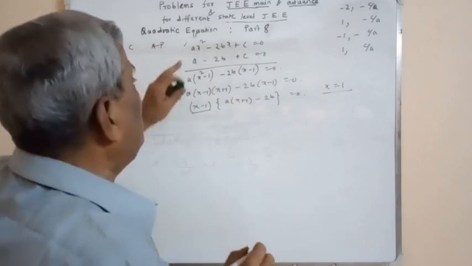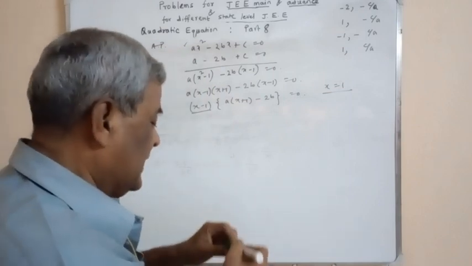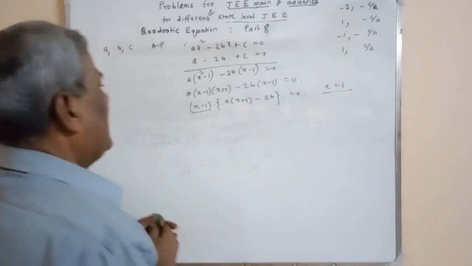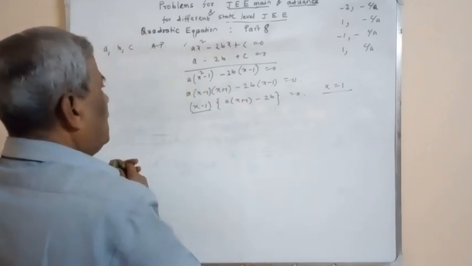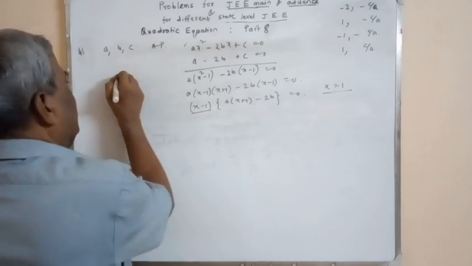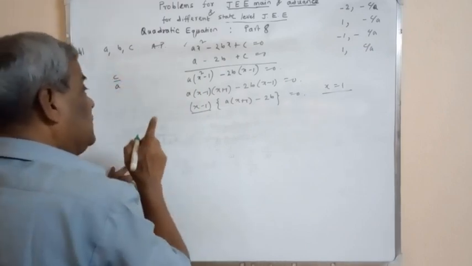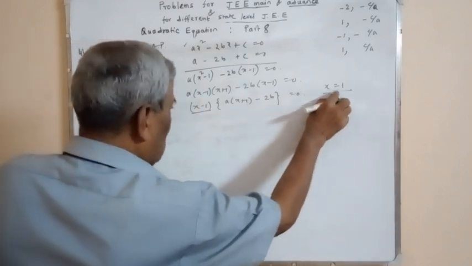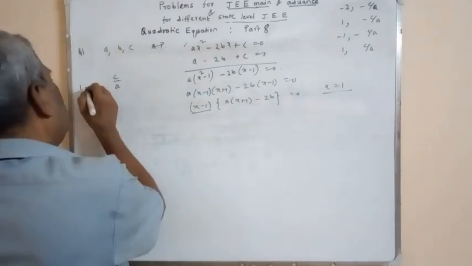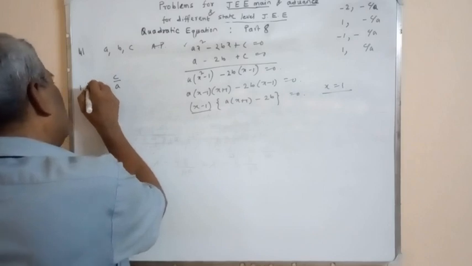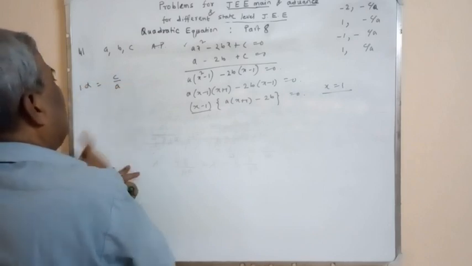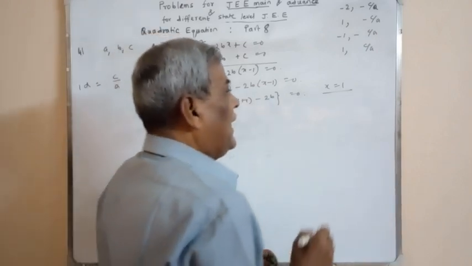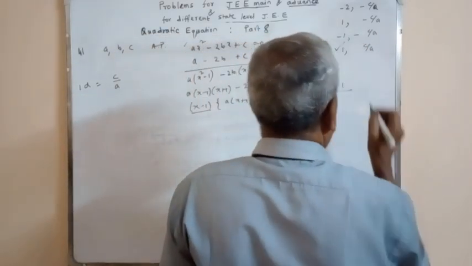Next, because it is quadratic, it has another root. Let us find what is the other root. We know that product of the roots is c by a. One root is 1, just now we proved it. Suppose second root is alpha. So their product is that. So second root is c by a. So roots are 1 and c by a. So option D is correct.